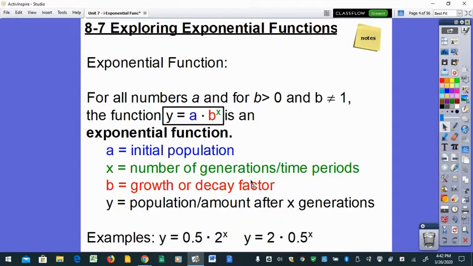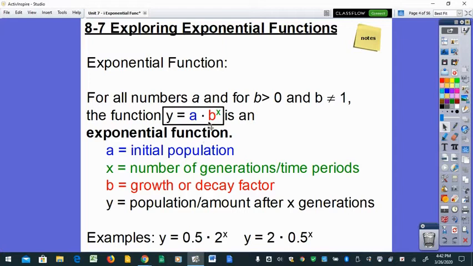So let's go back and just remember kind of what we talked about with an exponential function. And this kind of idea was actually in our very first unit where we talked about geometric sequences. And we, in that unit, talked about exponential growth and decay. This is our basic exponential function right here. You'll see that A is our initial population or the initial amount of money or whatever we started with. The B is either a growth or a decay factor.